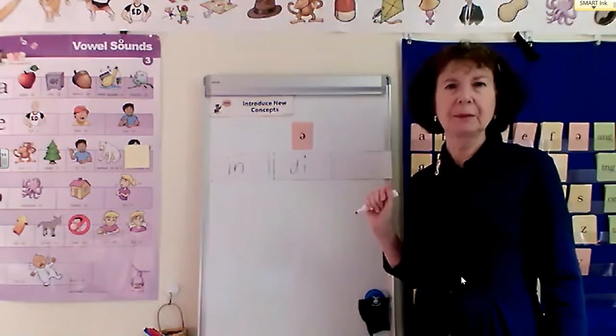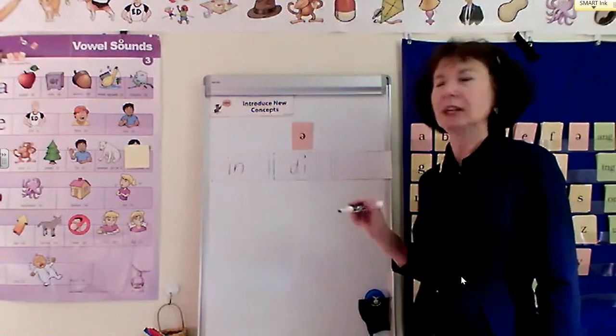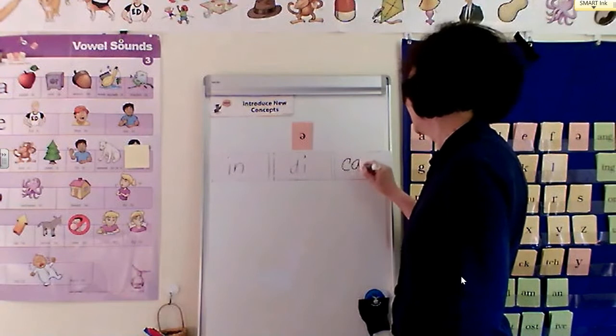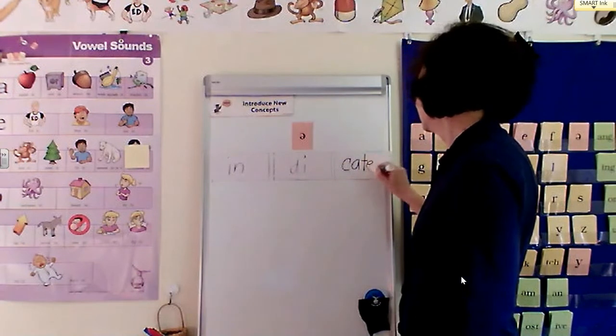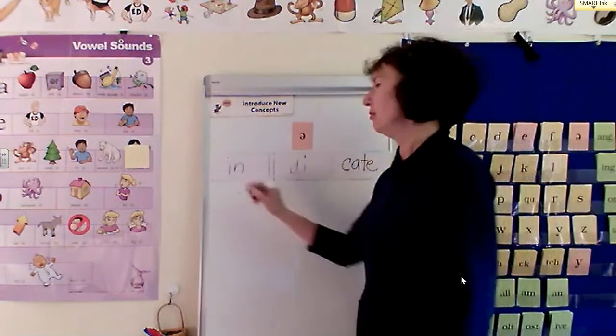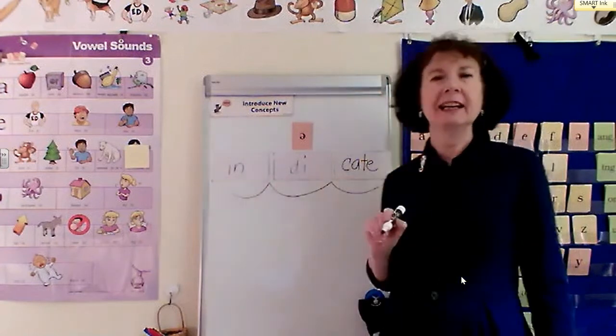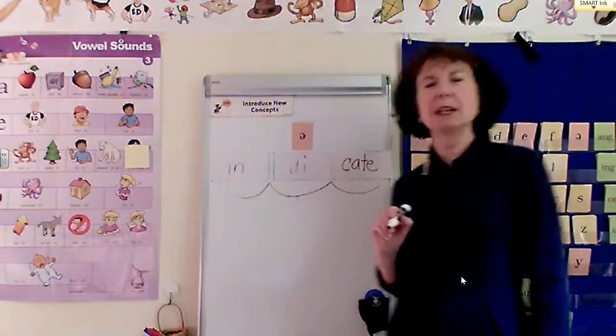How are you going to spell Kate? Good. C-A-T-E. So let's say it as we write it. C-A-T-E. Let's scoop it to proof it. Indicate. Indicate. Okay, take a minute. Mark up your syllable types.